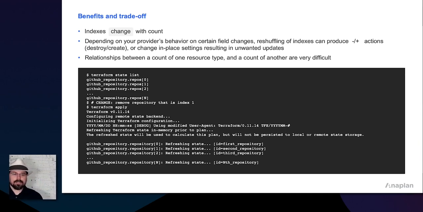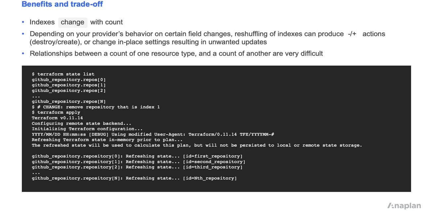So when we want to come in and, let's say, remove the second repository, which is our index number 1, we go in, we make our change, we remove our first index. But what we've really done is we've made what used to be index number 2, otherwise defined as the third repository, and now renamed that as index number 1. And so now this is going to reshuffle our items, and you can see really confusing results like destroy-create or change-destroy.